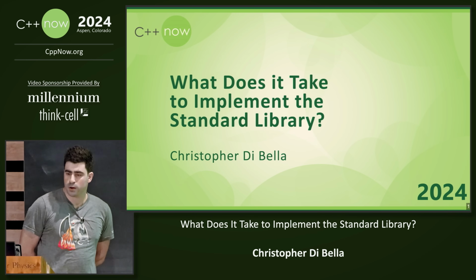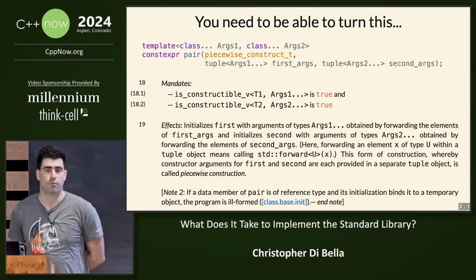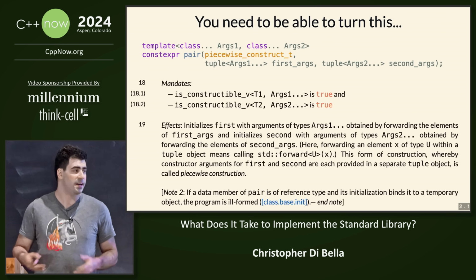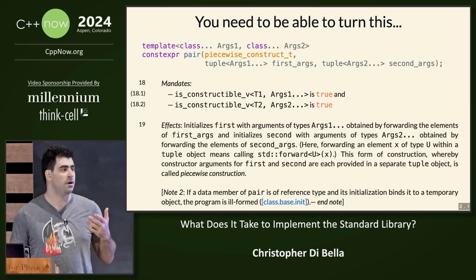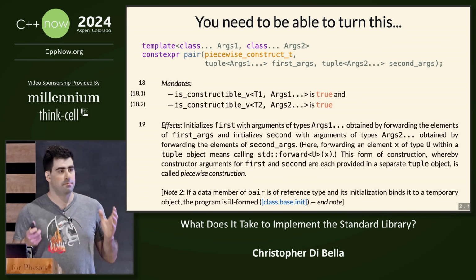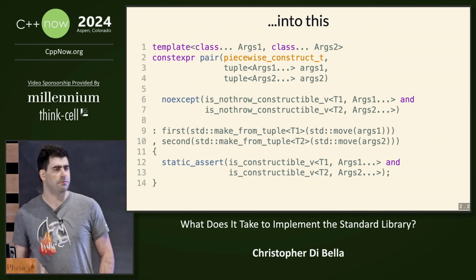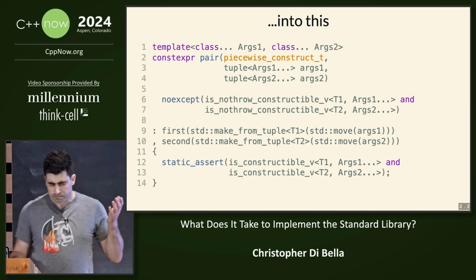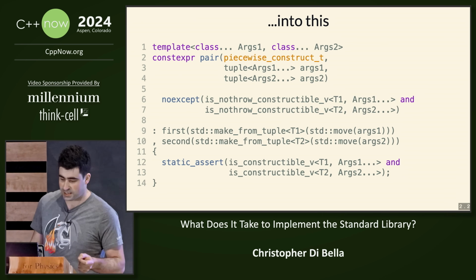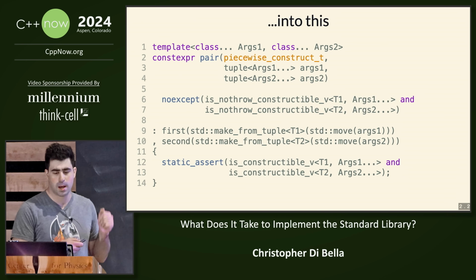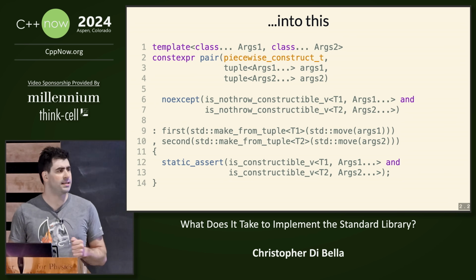All right, with that said, what does it take to implement the standard library? Well, you need to be able to read what we call standardese, which is the legal definition or specification of the standard, and be able to turn it into something that is usable for a group of programmers who are writing C++. It often looks like regular C++, but sometimes it takes another form, which we'll delve into later on.